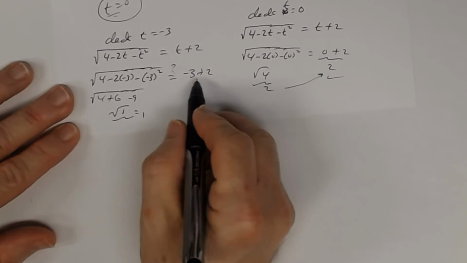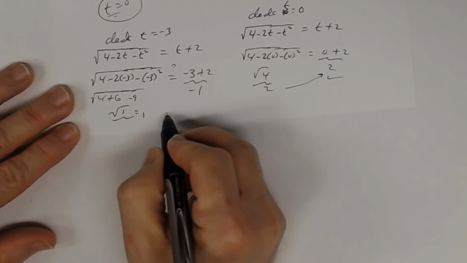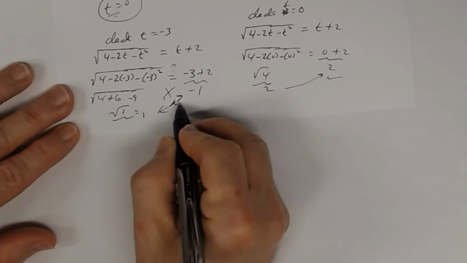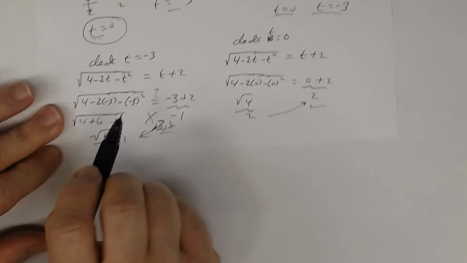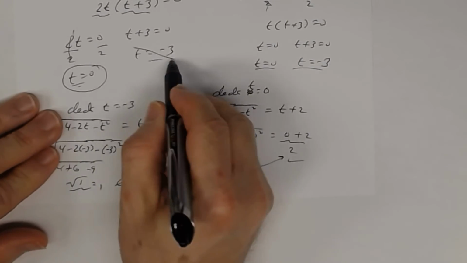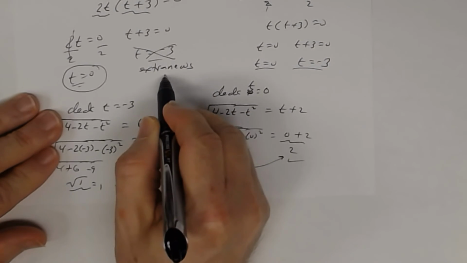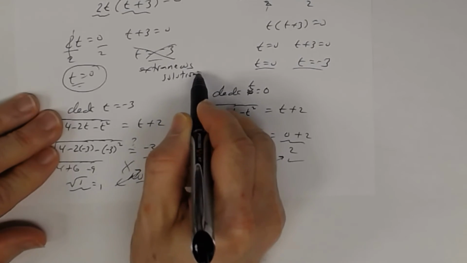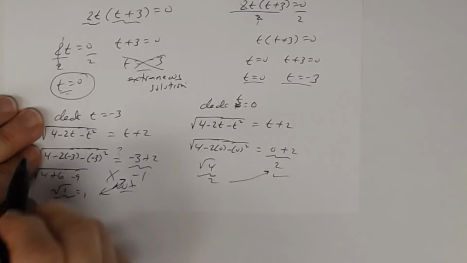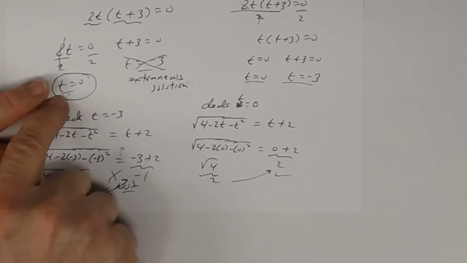Over here, what's a negative 3 plus 2? Well, that's a negative 1. Those are not equal. So negative 3 is an extraneous solution. So the only solution is 0. So the only one that works is going to be 0.